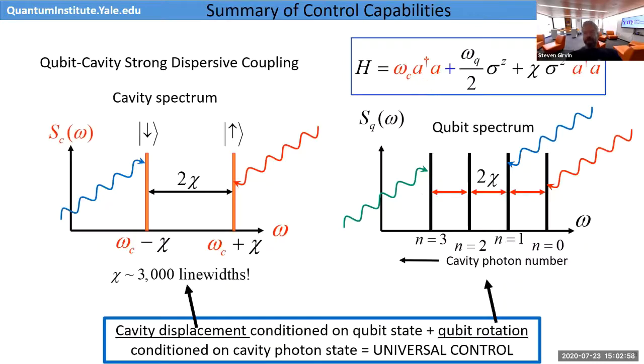So this by itself, obviously it's a diagonal Hamiltonian. The total number of excitations of cavity and qubit are separately conserved. So you wouldn't have universal control, but if you have a drive here which can create and destroy photons, and a drive here which can flip a qubit or rotate it, then you do have universal control.